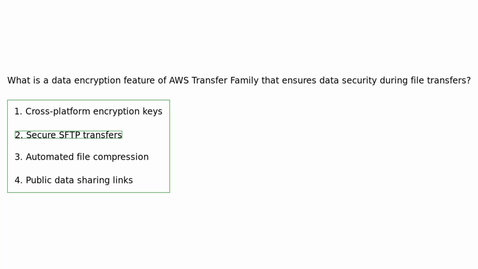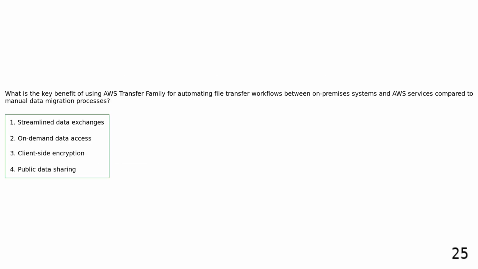Secure SFTP transfers in AWS Transfer Family ensure data security during file transfers by encrypting files during transit. What is the key benefit of using AWS Transfer Family for automating file transfer workflows between on-premises systems and AWS services compared to manual data migration processes? Streamlined data exchanges. On-demand data access. Client-side encryption. Public data sharing.